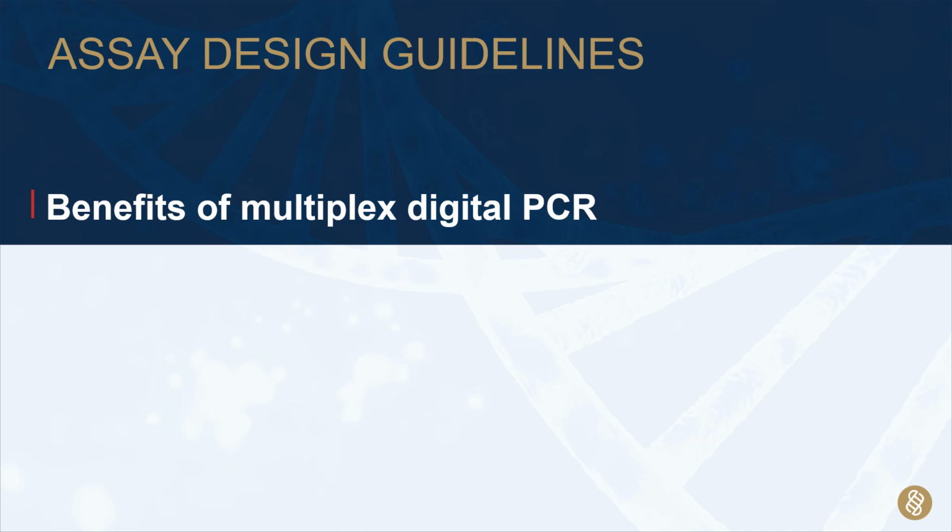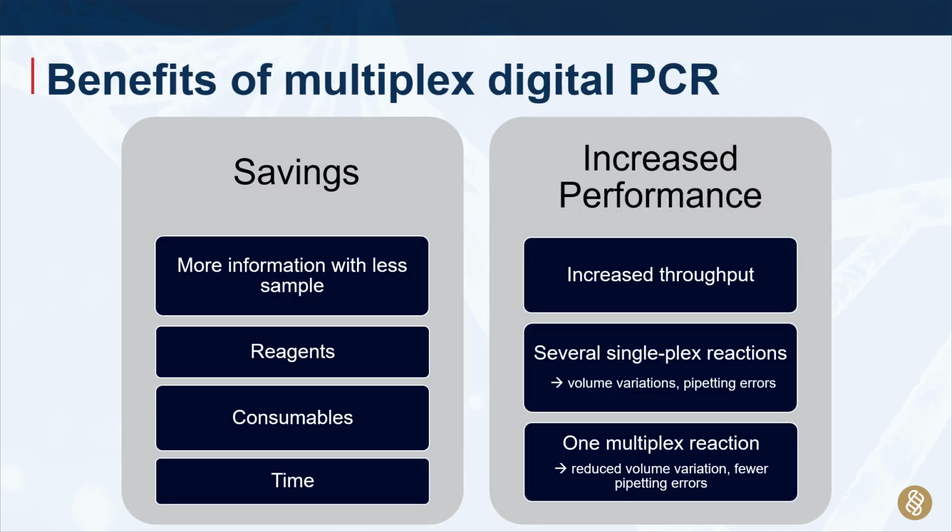What are some of the benefits of using multiplex digital PCR? Of course, there's a big saving associated with doing Crystal Digital PCR because you're getting more information from less samples. You're using less reagents because you do not have to set up standard curves, and using less space on your PCR plate. You're using less consumables and, of course, less time to set up the reaction. All of these end up adding to be savings for Crystal Digital PCR in terms of time, resources, and manpower.